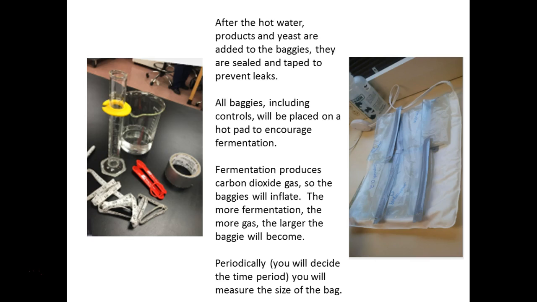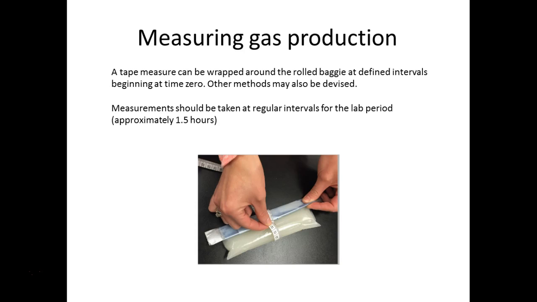At first, you'll see a few bubbles developing inside the bags, and then the bags actually will become quite inflated. Periodically, and you'll decide the time period for this, you will measure the size of the bag. This is why you see the tape measure on the image. One way that you can measure gas production is by rolling up the bag. You'll have to do this, of course, at the very beginning of the experiment so that you get a measurement at time 0. Each bag is going to have a little bit different measurement of the girth.